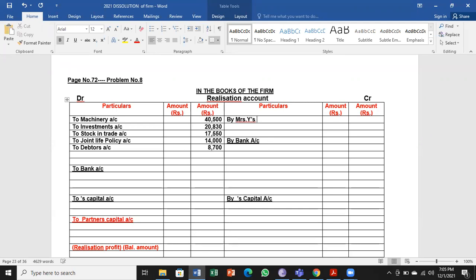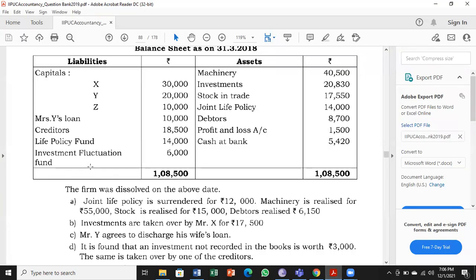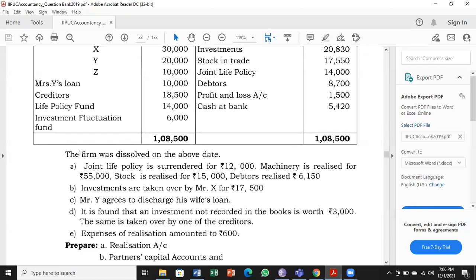by Mrs. Y's loan account, 10,000, by creditors account, 18,500. The life policy fund and investment fluctuation fund will go to partners' capital. Next, we have to go for information.